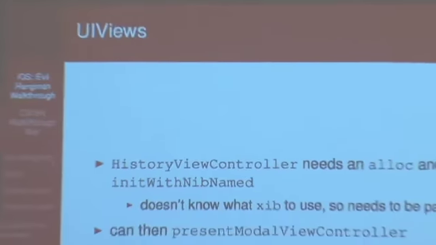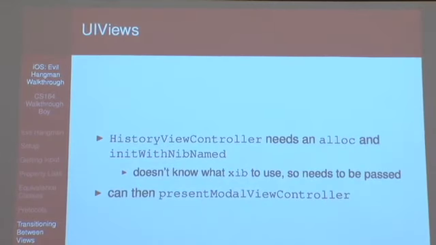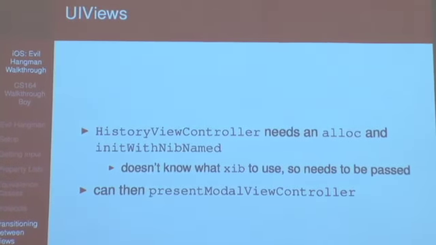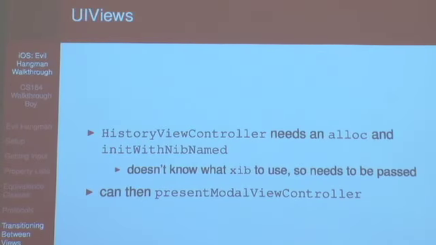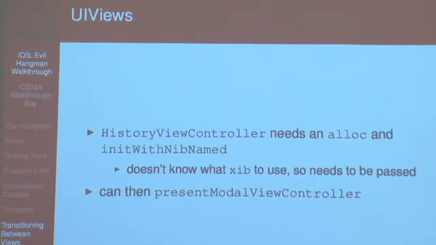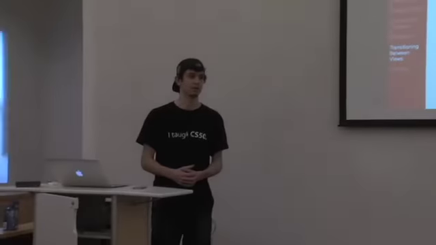So to transition between the views, you're going to do the same thing that the utility app template does. You're going to want to alloc and init with nib named the view controller that you want to display. So in this case, I would alloc my history view controller. You want to make sure you pass in the file name of that nib without the .xib extension. And then, after that object has been instantiated and you've said which UI file to use, then you can call present modal view controller, and you're off and running.